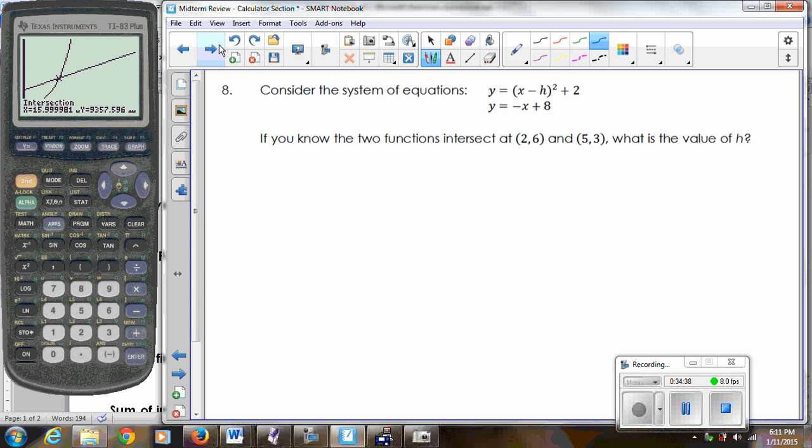So this is an interesting problem, and it took me a while to figure out how to go about solving it in a way that would actually make sense to you guys. So you're given a system of equations. You're given y is equal to (x minus h) squared plus 2, and then you're given y equals negative x plus 8. The problem is you don't know the value of h, so we've got to figure it out.